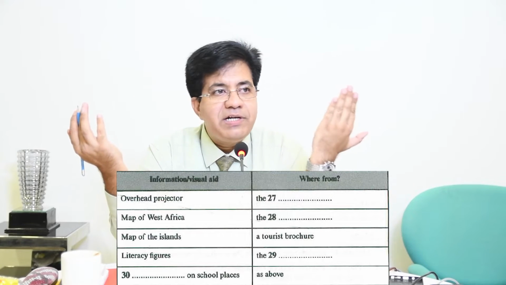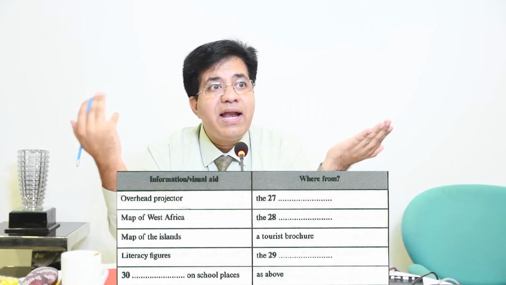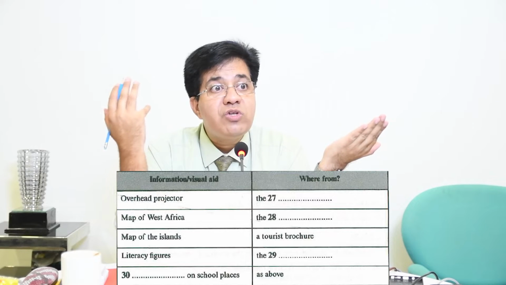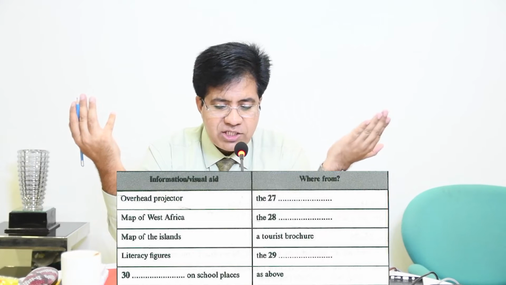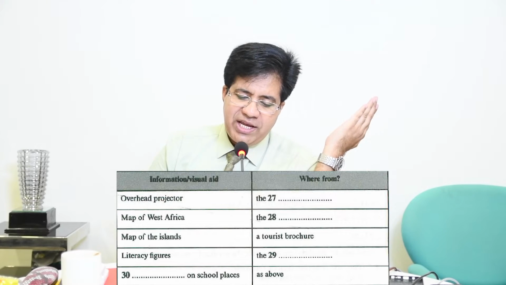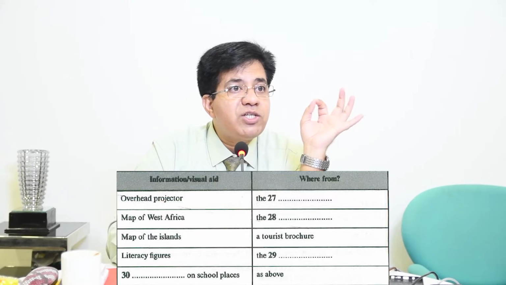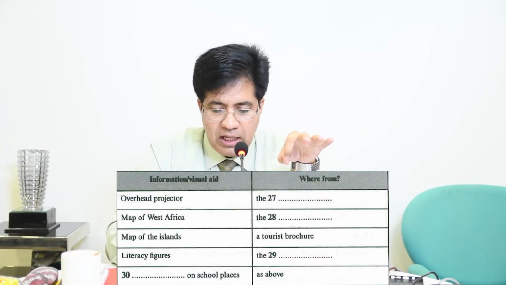For example, you need multimedia. Where will you get it from? You need maps. Where will you get them from? So where from means resources, and information or visual aid means they are the things that you need. Overhead projector. Where from? Where are they going to get the overhead projector from? That will be your answer. Let's see.